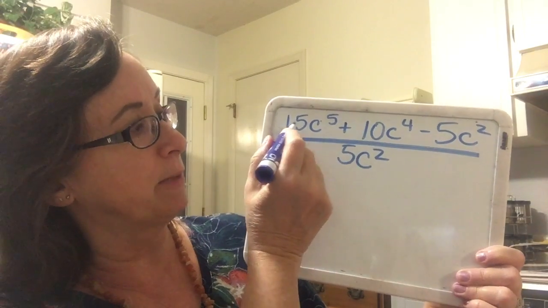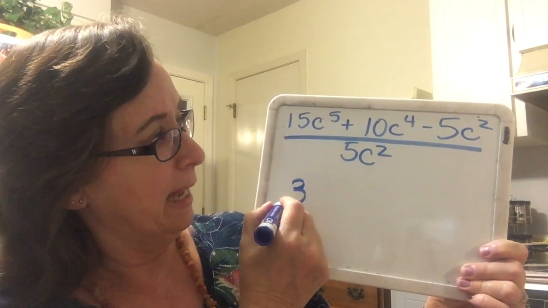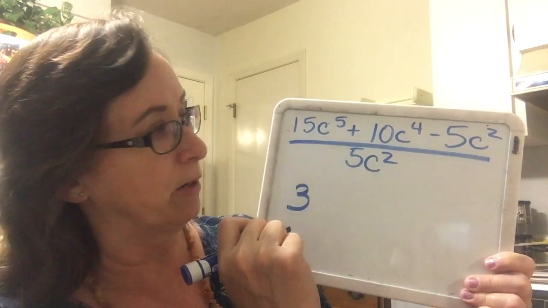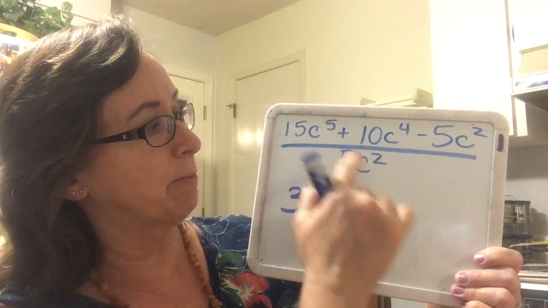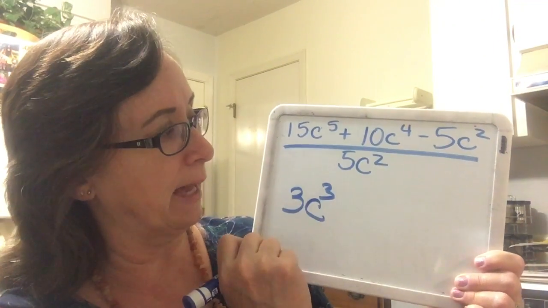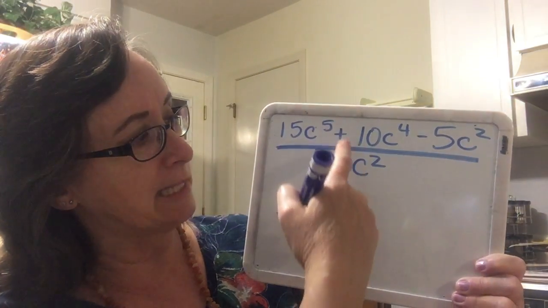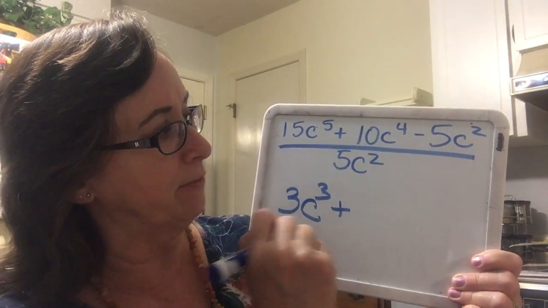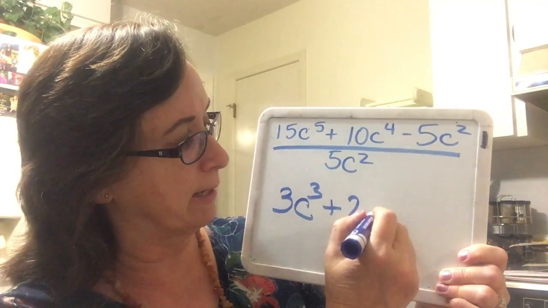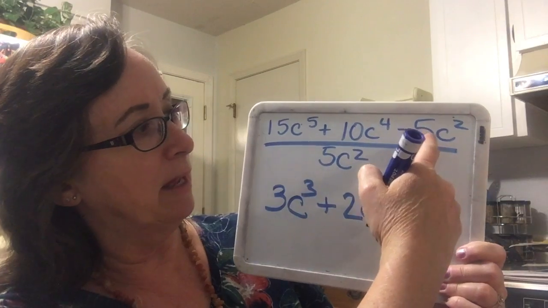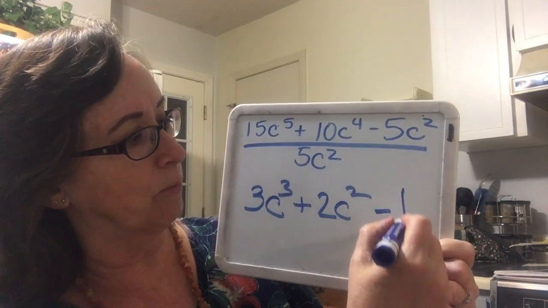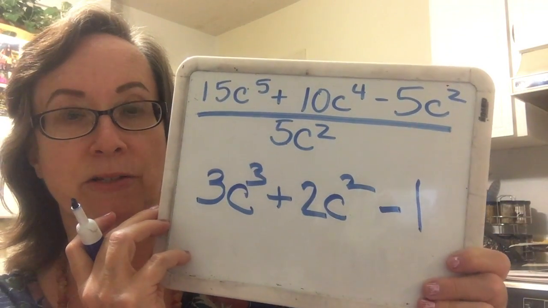So here we go. The first term is going to be 3, since 15 divided by 5 is 3. C to the 5 divided by c squared is c cubed, because remember we have like bases, so we subtract their exponents. Then we move over, and since we have a positive divided by a positive, it'll still be a positive, and 10 divided by 5 is 2, c to the 4 divided by c squared is c squared, and then minus 5c squared divided by positive 5c squared is minus 1. And that would be our answer for the first one.